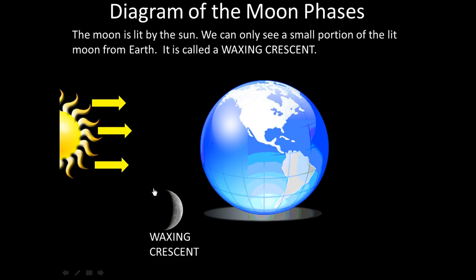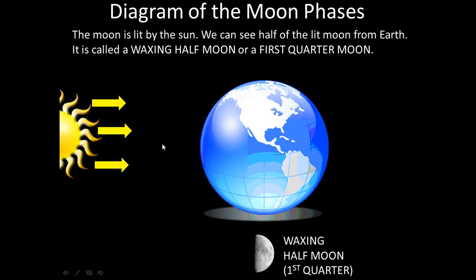Waxing crescent. This is what you just saw in the animation a few minutes ago. The moon is lit by the sun. We can only see the small portion of the lit moon from the earth. This is called waxing crescent. Moving along, the moon continues to be lit by the sun. Now we're able to see half of what is lit from earth.